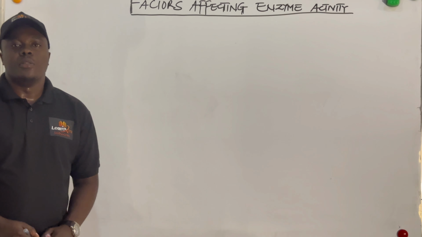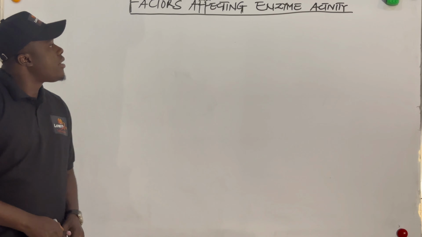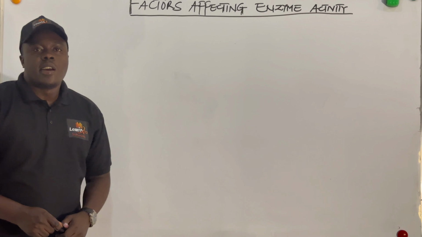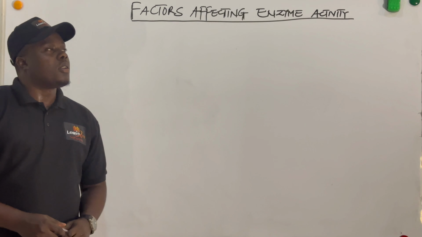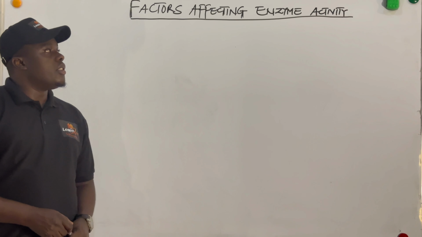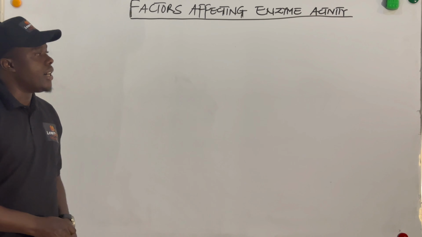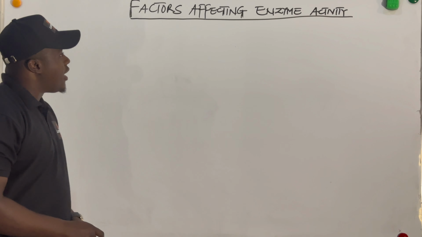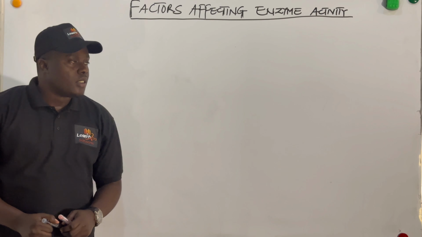Another episode of today's lecture in general biology. Today we'll be looking at factors affecting enzyme activity. In the previous videos, we've talked about enzymes, we've talked about the characteristics or properties of enzymes. We've also looked at the classification of enzymes. And today we'll be looking at factors affecting enzyme activity.